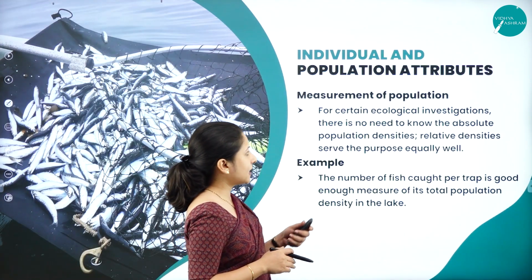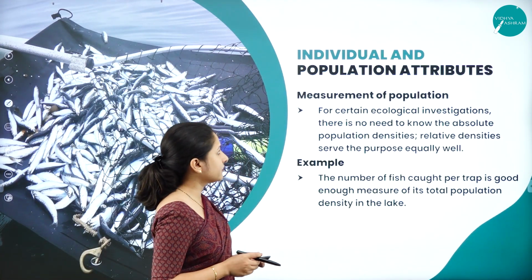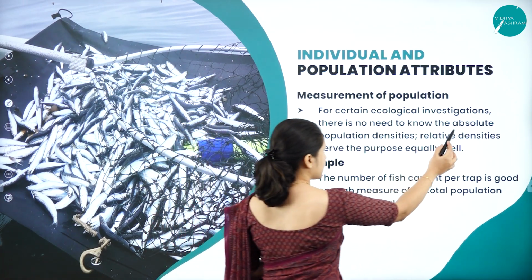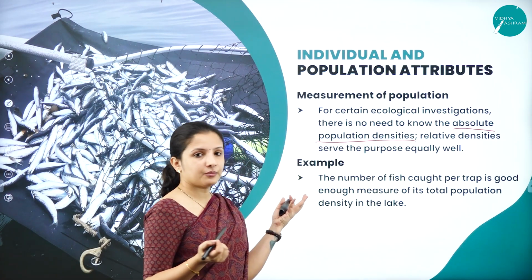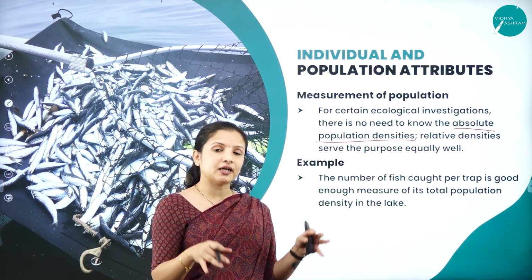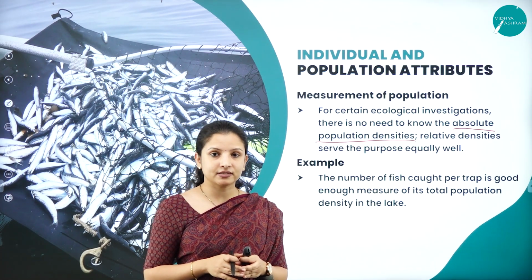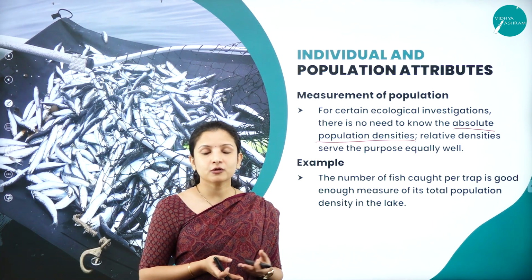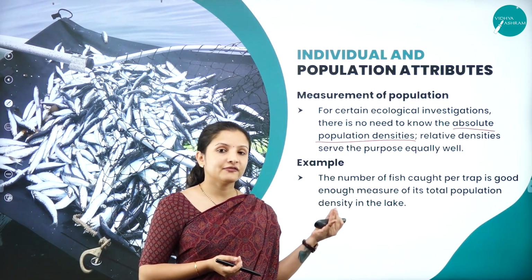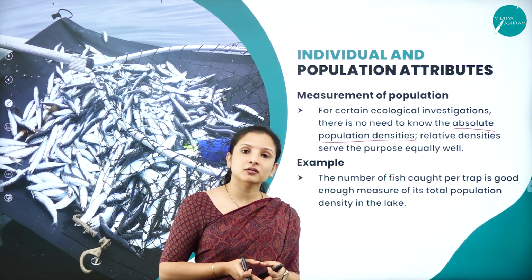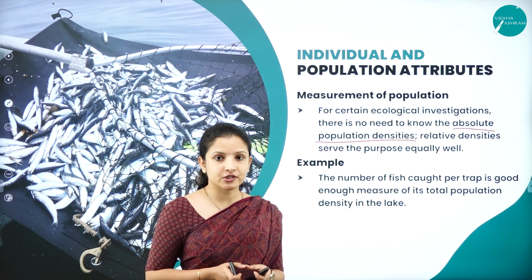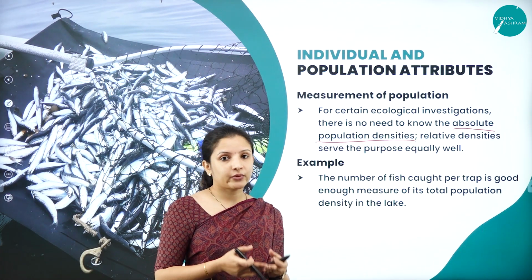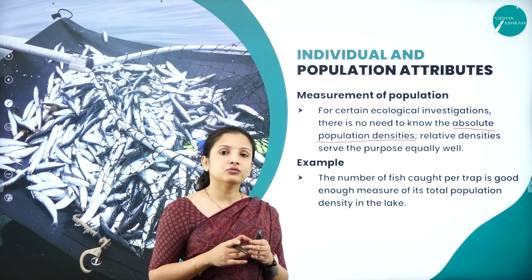So say for example, for certain ecological investigations, there is no need to know the absolute population density. Best example, it is not necessary to understand the exact population density. Can we count the number of fishes in the ocean? It's not possible, right? Say for example, there are these salmon fishes. How many salmon fishes are there? Is it possible to count? It's very difficult. At that time, what do they do exactly?